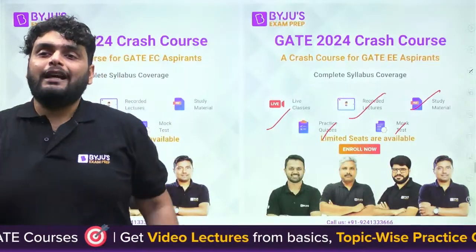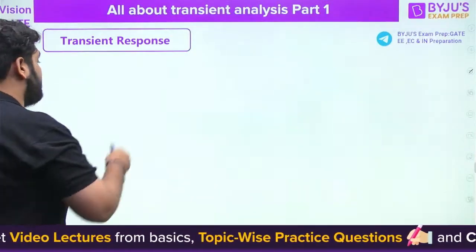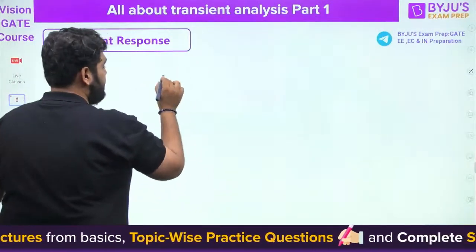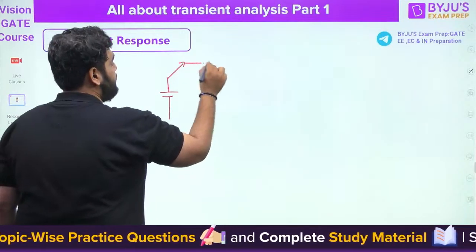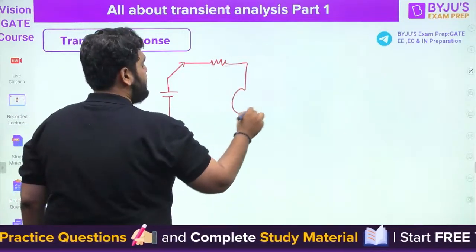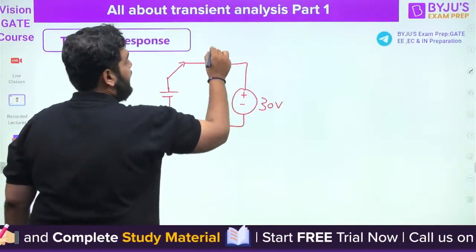Steady state 30 volt कैसे आया सर? Previous question में. अच्छा बता देता हूँ इनको. फिर 30 volt कैसे आया था? Simply देखो, we have a capacitor here, and because the switch is connected, we have a resistor here, and here we have some voltage 30 volt. This is R, this is C.